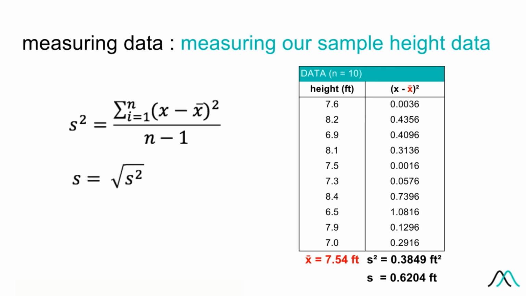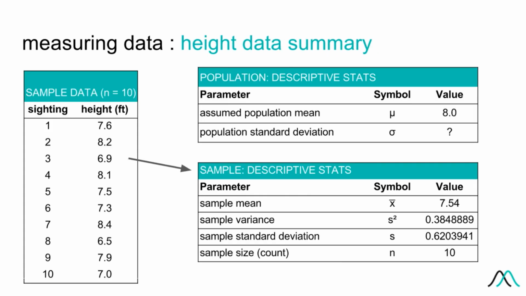From here, it's easy to calculate sample standard deviation just by taking the square root of this, which gives 0.6204 feet. Now, how do we interpret this number? Well, sample standard deviation means that this is the average number of feet away Sasquatches are from their mean height, according to this sample. Let's summarize all of our population and sample data.